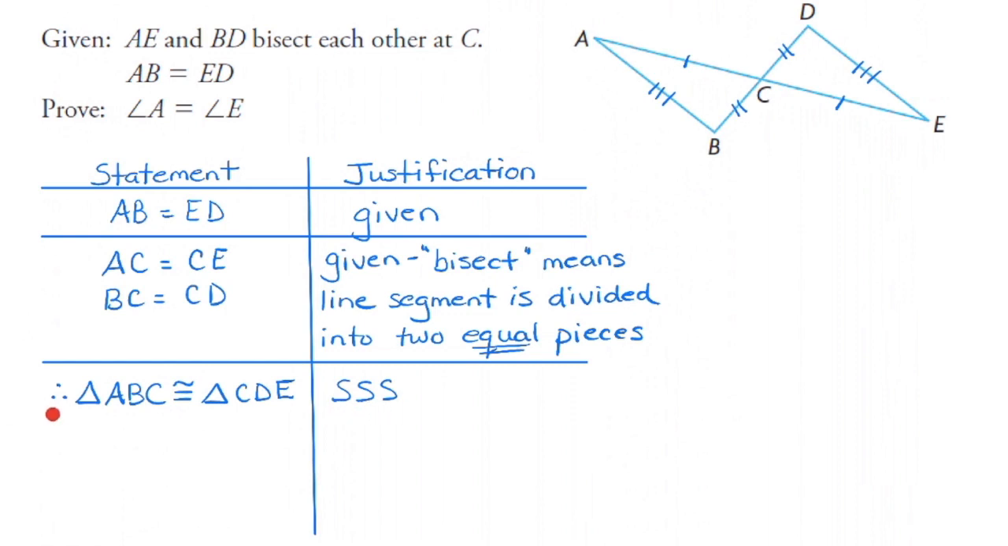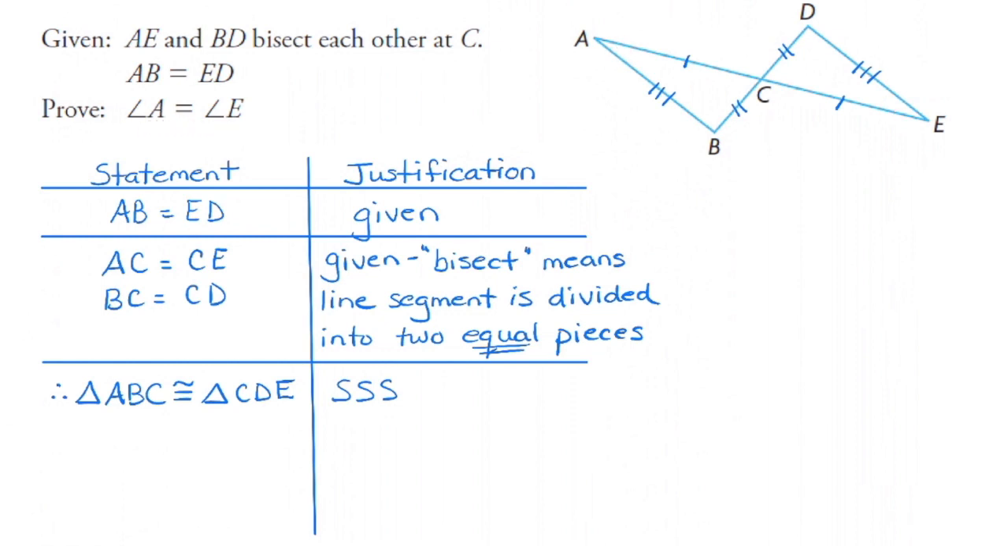So again, we're saying therefore triangle ABC is congruent to triangle CDE. Now, in terms of the given, this is a statement that's just listed. We have to specify a little bit more here. We know that these two are going to be equal because bisect by definition means to divide into two equal pieces. Now, the final step we need to do is go back. What are we trying to show? Angle A is equal to angle E.